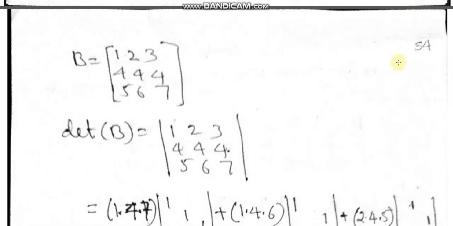Okay. So this is how we are going to solve the problems on minors and cofactors by using permutations and cofactors. So I hope you have understood the topic properly. If you have any doubts, you can contact me. Thank you.